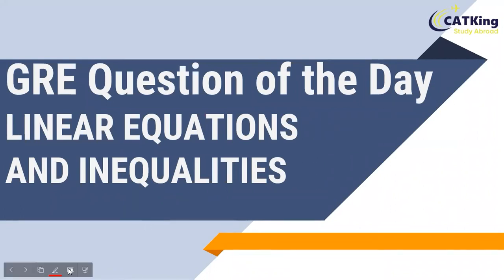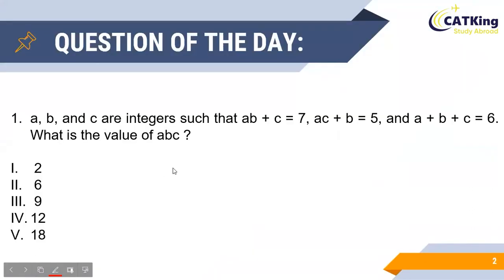Today we will discuss a question on linear equations and inequalities. As you can see, today's question is a multiple choice question with a single correct answer. In this question, we are given that a, b and c are integers such that ab plus c equals 7, ac plus b equals 5 and a plus b plus c equals 6, and we are asked to find the value of abc.